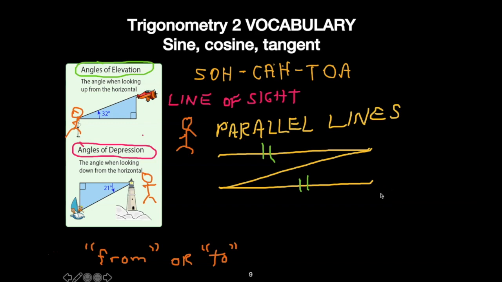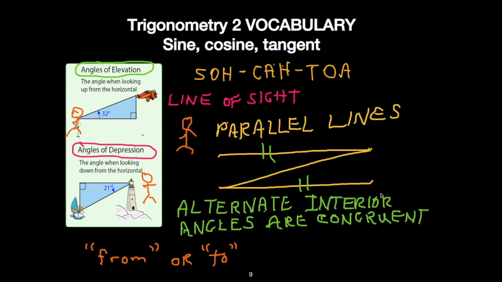Also in geometry, we talk about the concept of alternate interior angles being congruent. In this case, that means this angle right here, which we would call the angle of depression, and this angle right here, which would be the angle of elevation, are congruent. So the good news is when you know one, you will automatically know the other. You can adjust your picture accordingly.